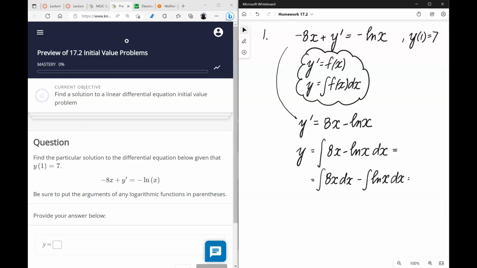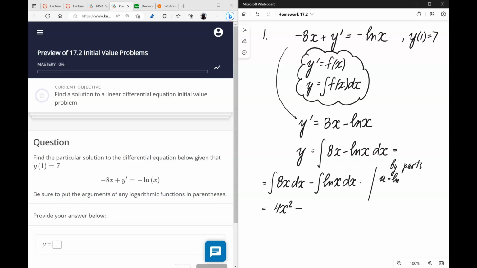Again, I know I just did this earlier, but I do not recall the integral of ln of x, so I may possibly have to do integration by parts here. However, if you have a problem like this, feel free to just look it up in the table of integrals. So the first one is 4x squared, and to find the integral of ln of x, I'm going to be doing it by parts.